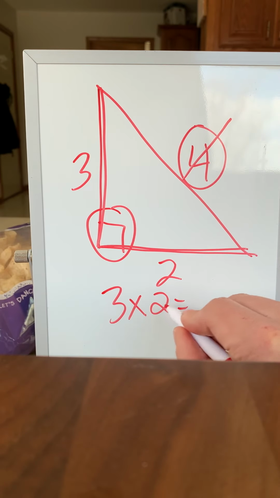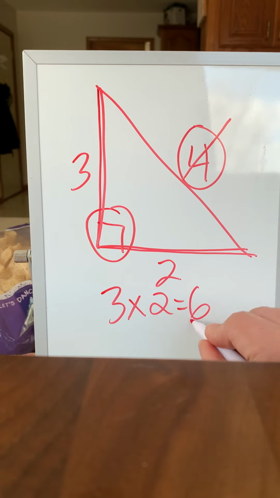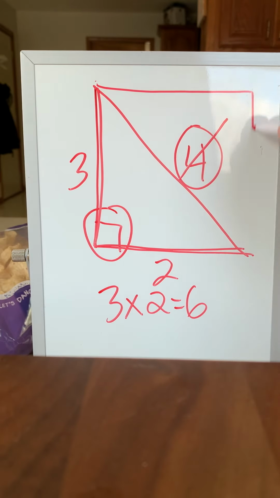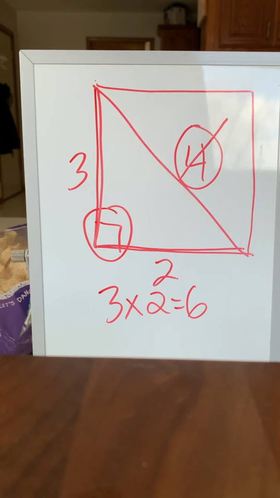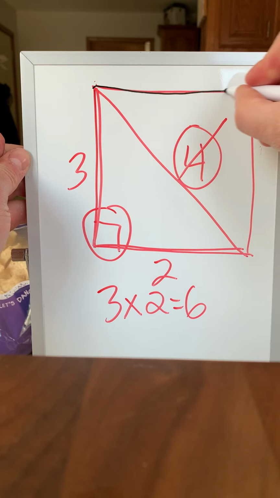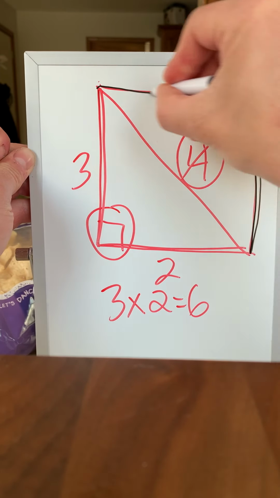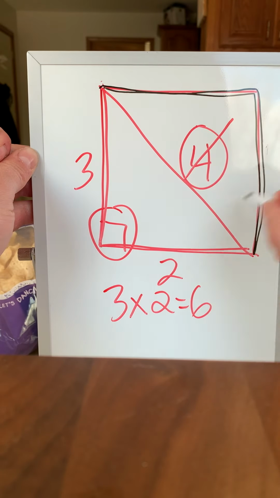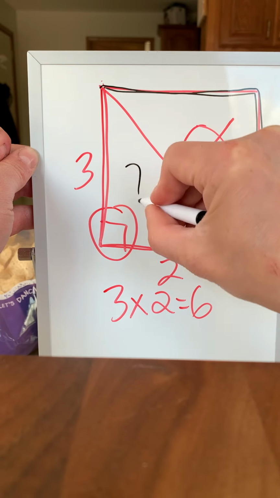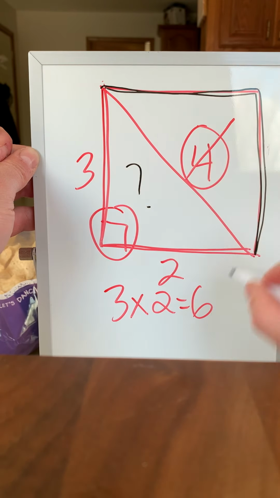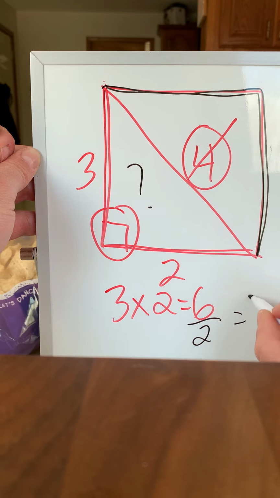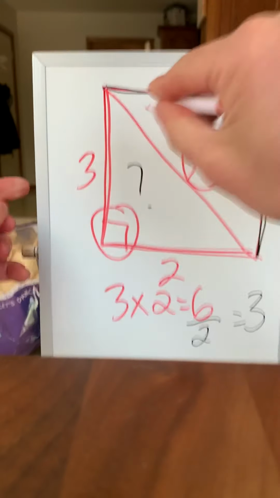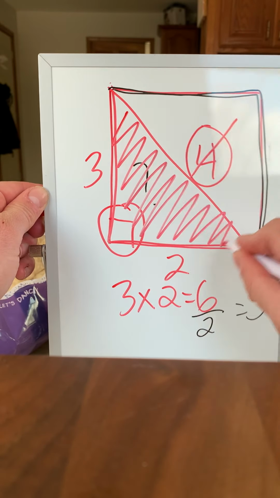So then I have 3 times 2 is 6. But that's not my area. Because what that's telling me is, remember when we had that square? I should probably use a different color. Remember when we had that square that I was just showing you in the last video? When we have that square, 3 times 2 is 6. That's the area for the whole square. We only need this half. We don't need the whole thing. So we need to cut 6 in half to give us 3. The area of just this is 3.